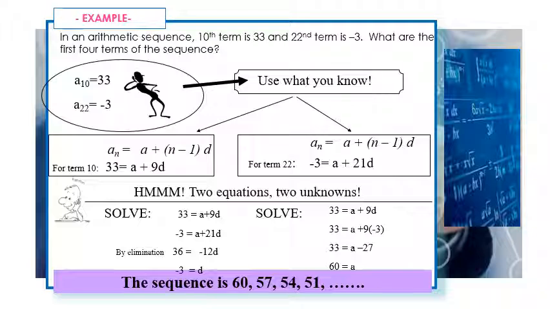Then we can write our sequence. So our first term will be 60. Then we have negative 3 as our common difference, so we have to subtract. We have 60 minus 3 is 57, 57 minus 3 we have 54, and 54 minus 3 we have 51. That is the first four terms of our sequence.